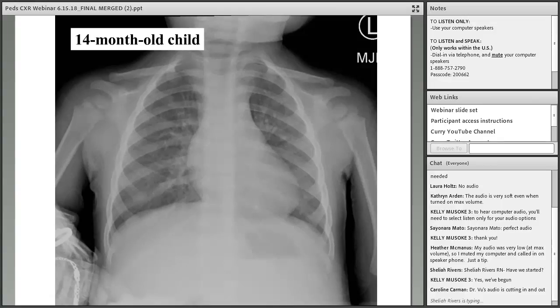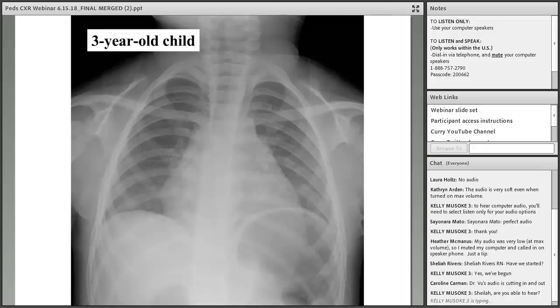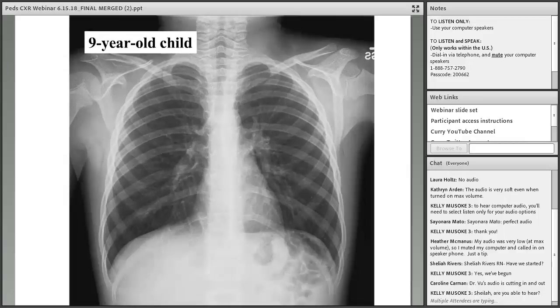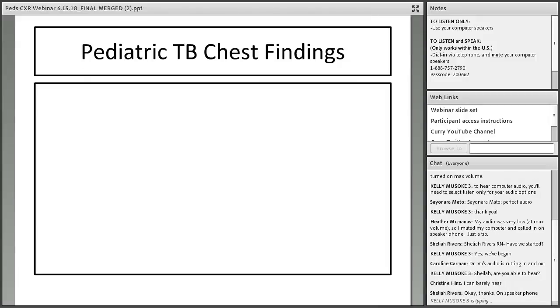Now, as the child grows, the cardiomediastinal silhouette is going to change, including the thymus. And so here's a 14-month-old child. It's a 2-year-old child. It's a 3-year-old child. And as you notice, the thymus area is getting smaller and smaller. And finally, in a 9-year-old, you hardly see the thymus at all, although the weight of the thymus is continuing to increase, even though the size is getting smaller.